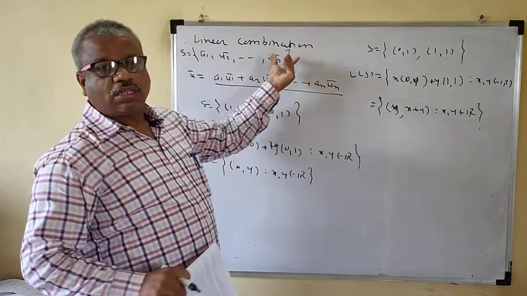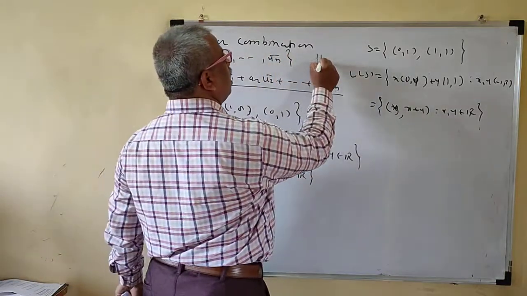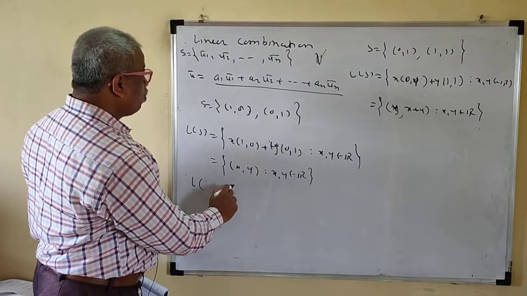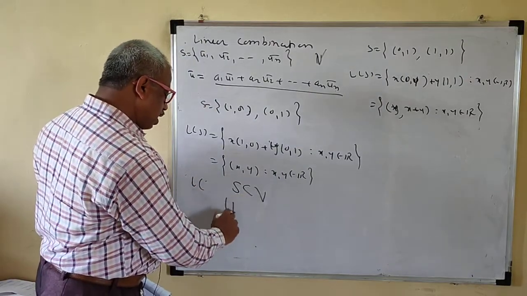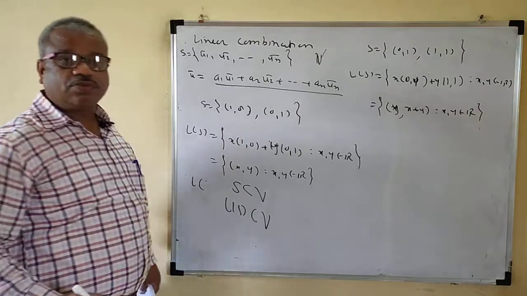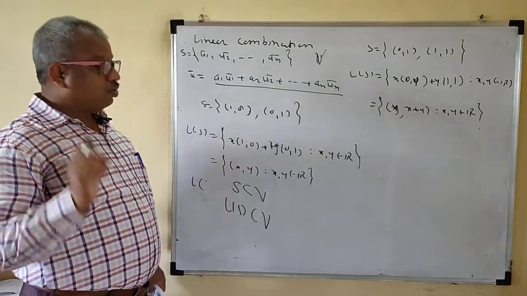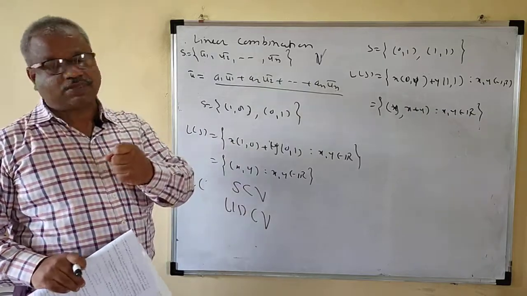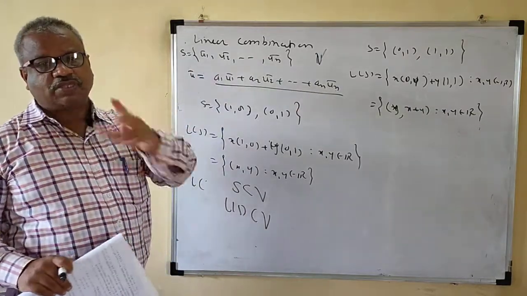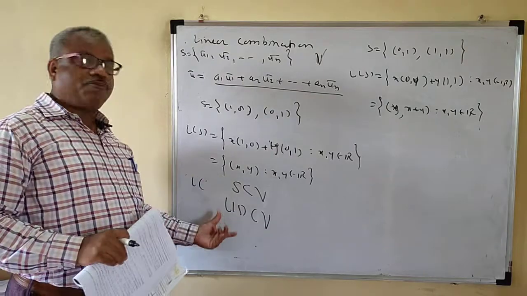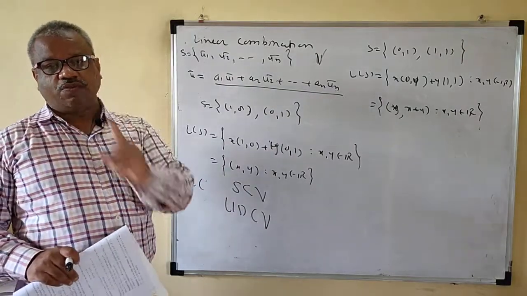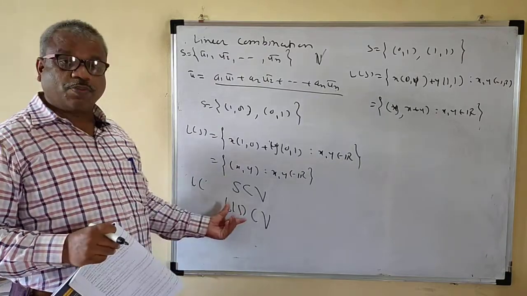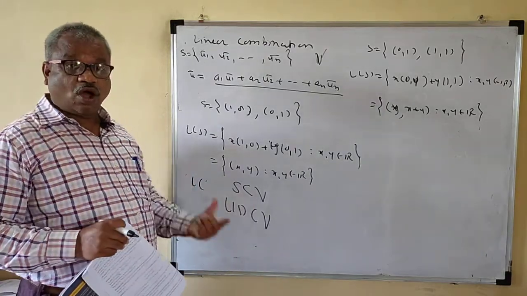Your S is a subset of V. Then L of S is also a subset of V. Now, if a subset is there, then subspace? You know that S is not necessarily a subspace, it is a subset only. But L of S is a subspace of V. L of S is always a subspace of V.